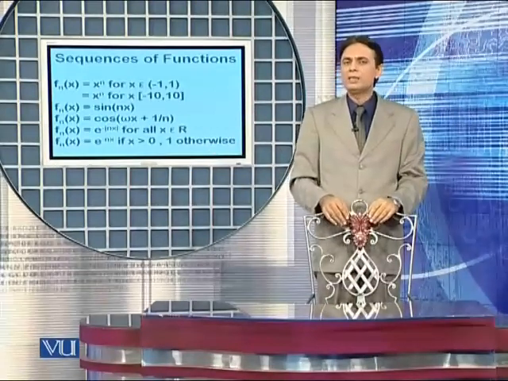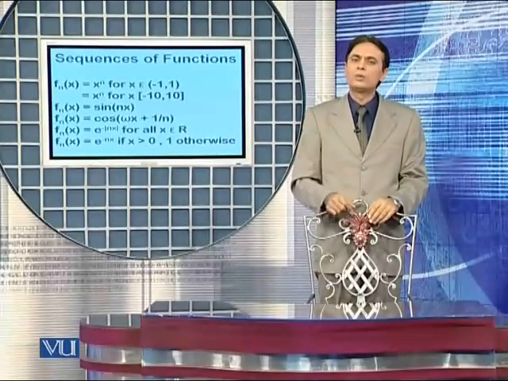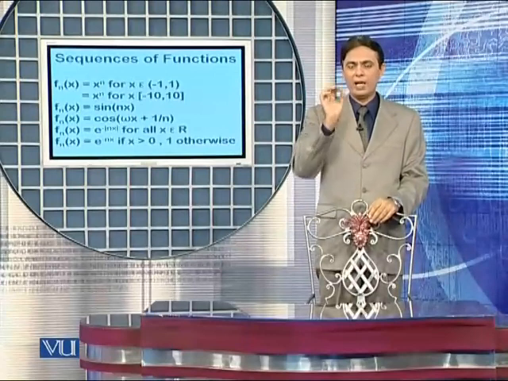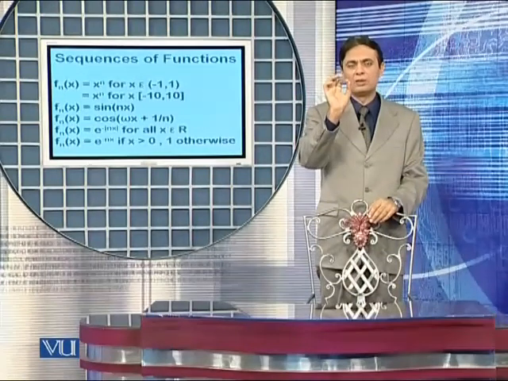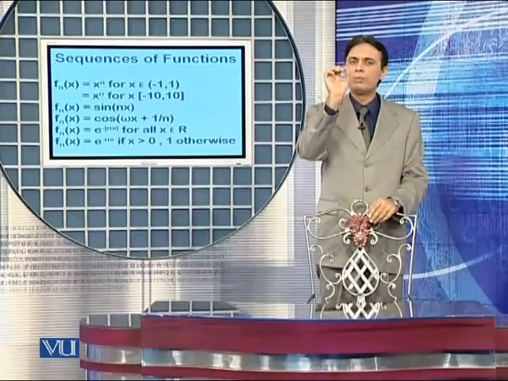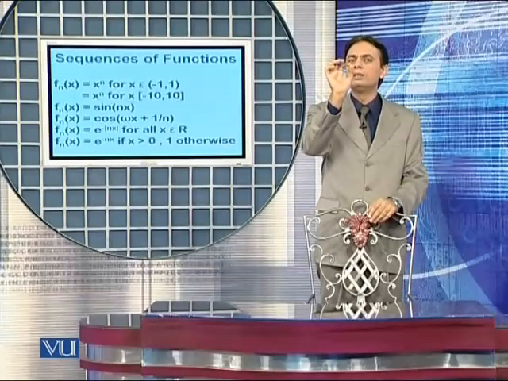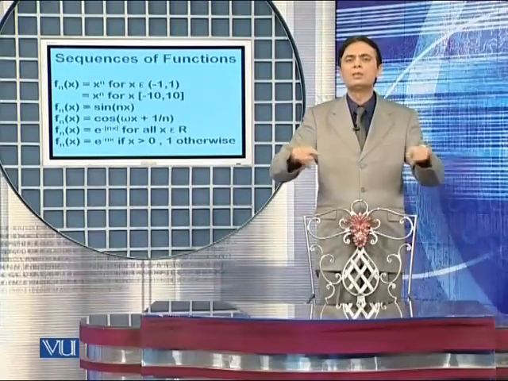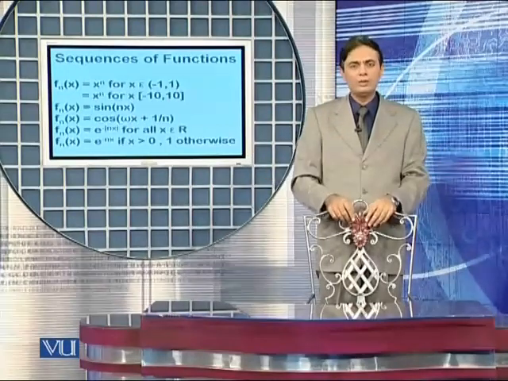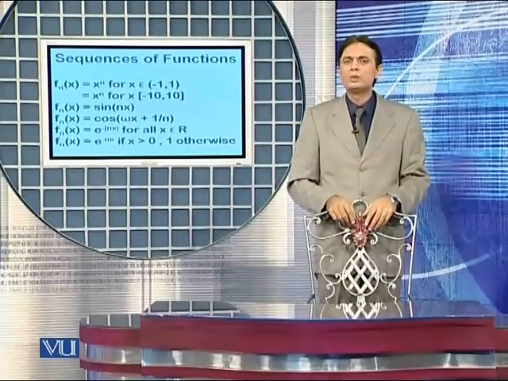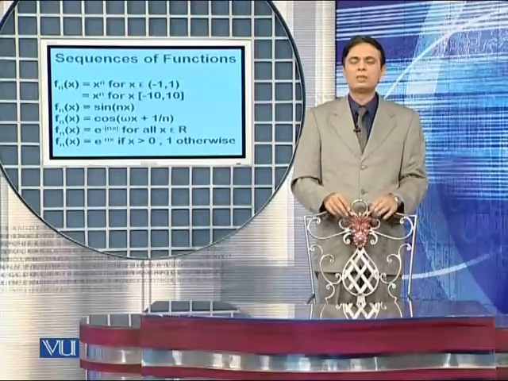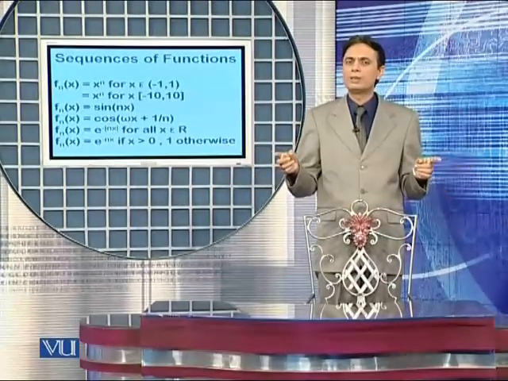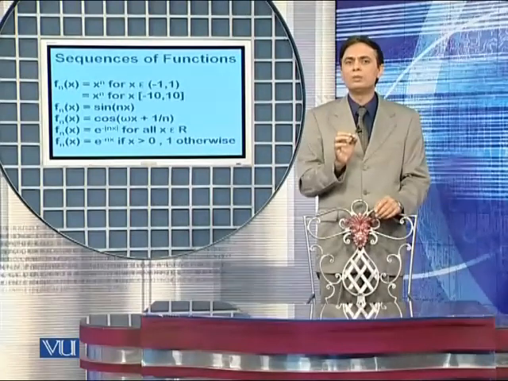So you can imagine as n increases towards infinity, the value of the function at the origin, for x equal to 0, remains 1. But for all other values, it goes towards 0. So eventually this will converge to a function which is 0 for all real numbers except 0.